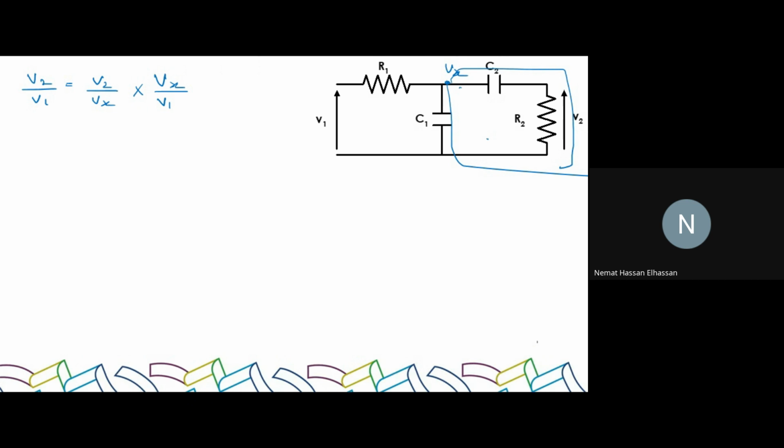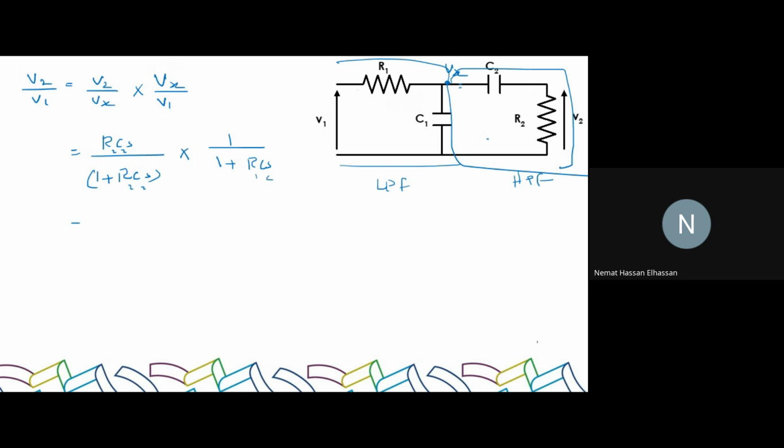We already established in the previous example that for a high pass filter, the transfer function is RCS divided by 1 plus RCS. Moving on to the first stage, this is a low pass filter, and this is a high pass filter. We already know Vx over V1, the output divided by the input of a low pass filter, is equal to 1 over 1 plus RCS, right? Let's just add values. This was R2C2, R2C2, R1C1, right?